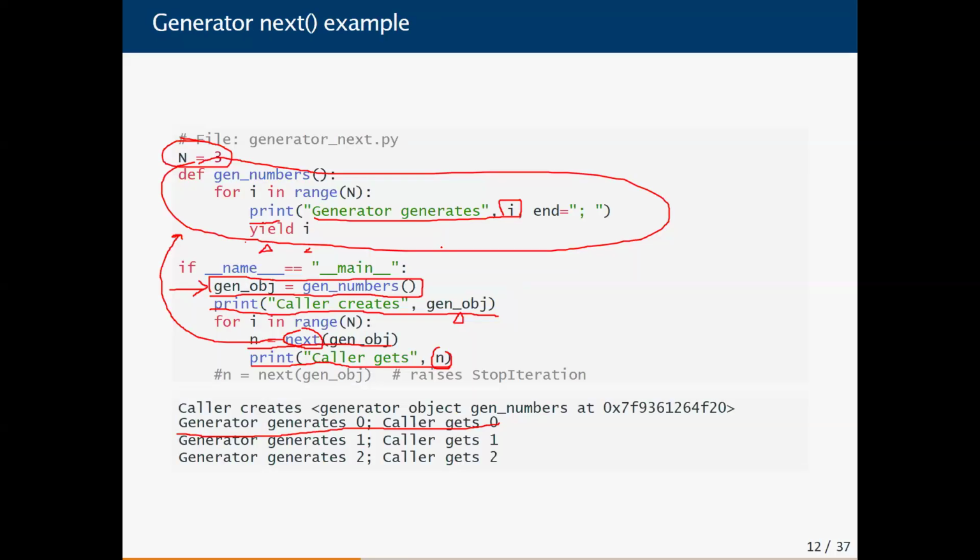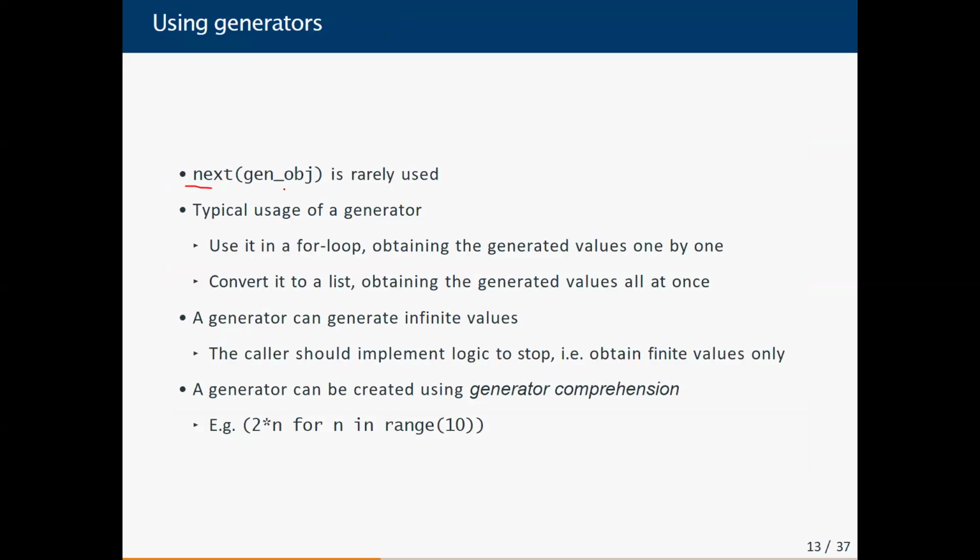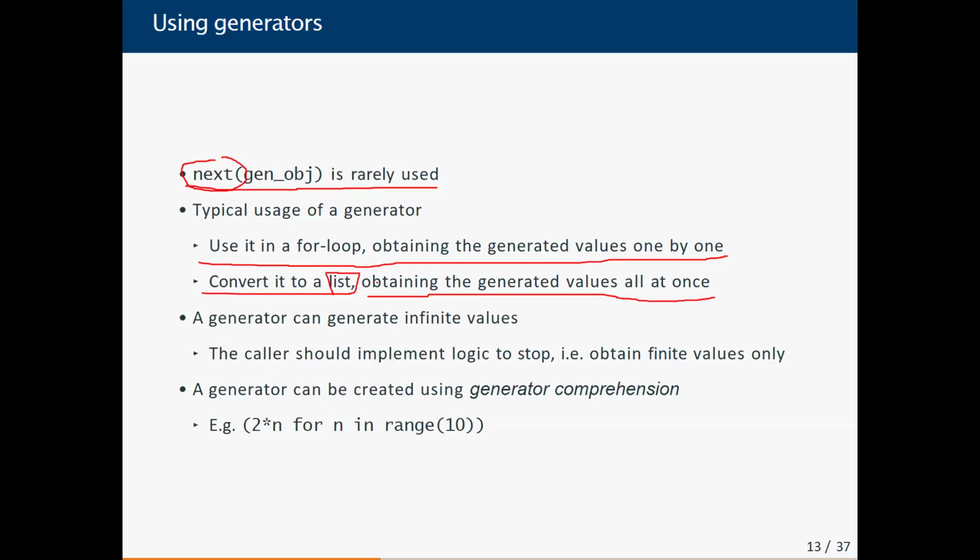Usually, the next keyword is not used very often. Usually we use a list to replace this next. So for a generator, usually we use it in a for loop, and then we obtain the values one by one, and then we convert to a list. We obtain the generator values at once. And then with this list, we do this coroutine. You'll understand it later in this example.